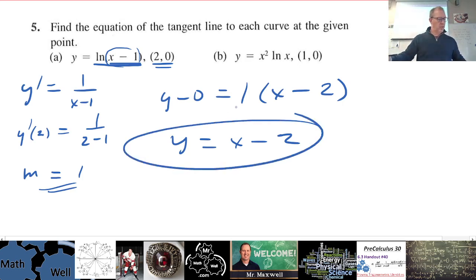5a. y equals x. y equals ln of sine of x.